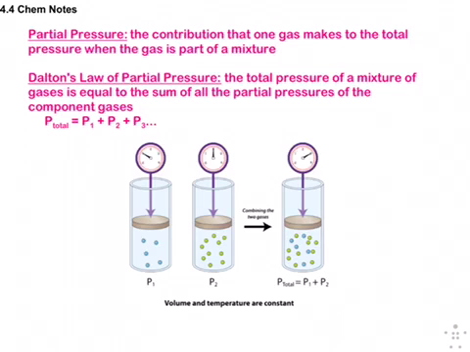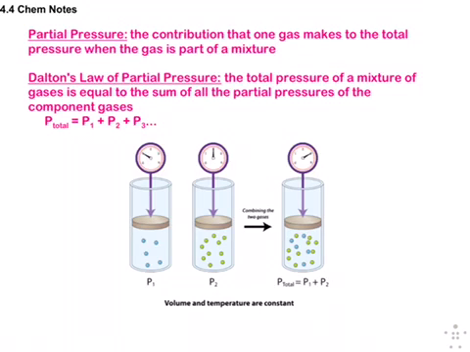When we have a mixture of gases we have something called the partial pressure. This is the contribution that one gas makes to the total pressure when the gas is part of a mixture. If we have 3 different gases in a mixture, each of those 3 gases has its individual pressure that contributes to the total overall pressure felt from that container. Does that make sense? Okay.